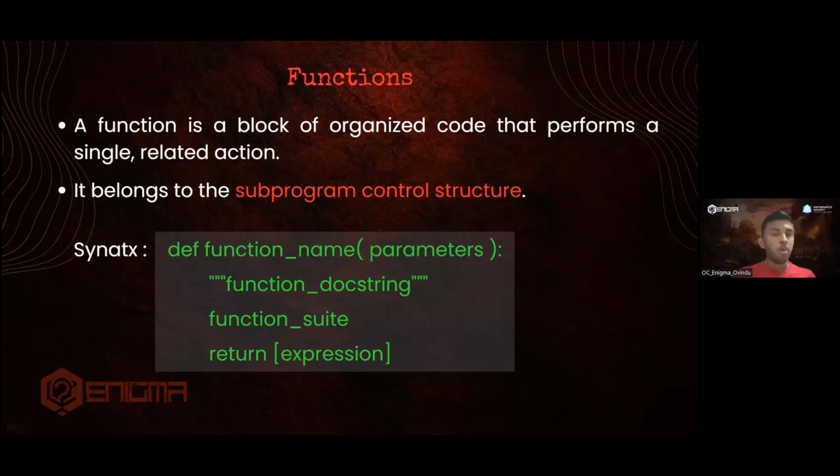So, as you know, a function is a block of organized code that performs a single related action. It belongs to the subprogram control structure and helps us modularize our program. For example, imagine you have a complex algorithm which takes many steps to solve a problem. This code can be messy, involving about 1,000 lines of code, and maybe you are using the same lines of code in many places. Well, this is where a function comes in.